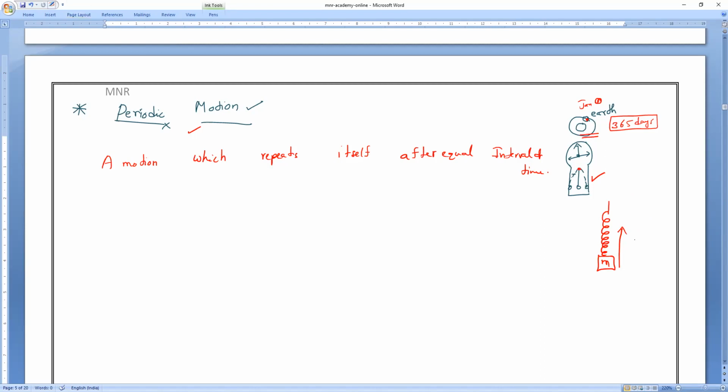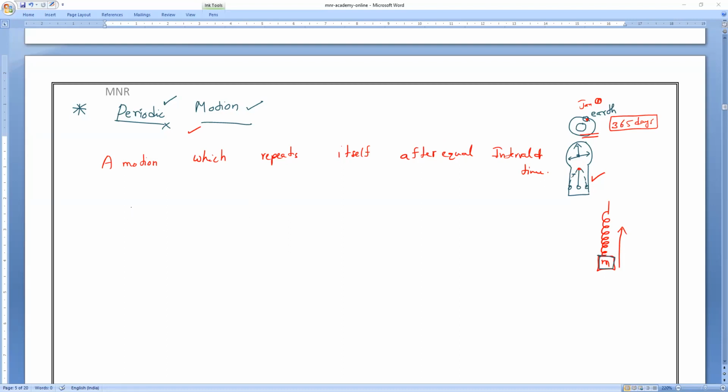Generally, the oscillations of a mass suspended from a spring. If you suspend a mass from a spring, the oscillation of the spring is also an example of what? Everybody. Periodic motion. Clear, everyone? So that is what we mean by periodic motion.